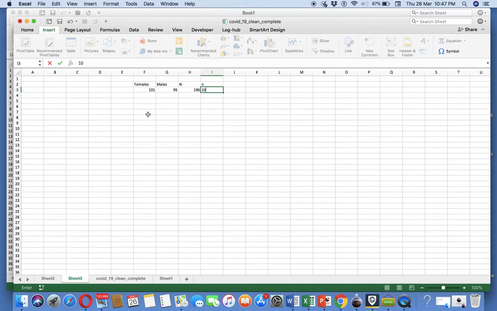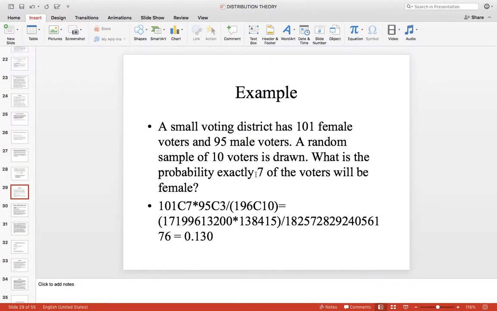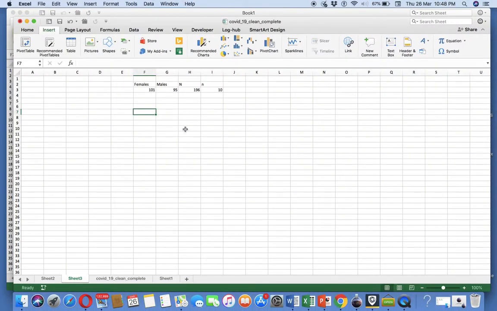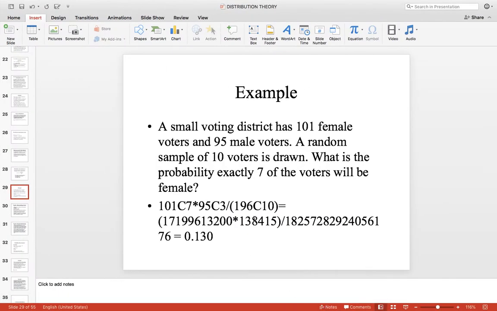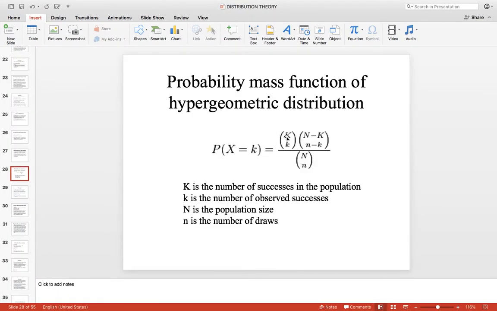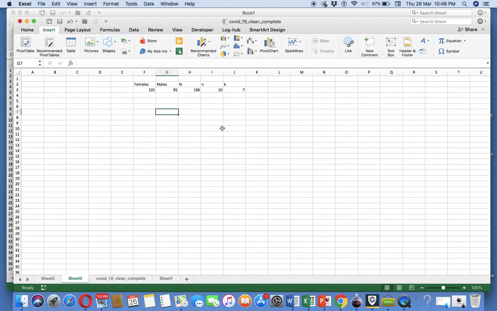My question is, if I draw a sample of 10, what is the probability that 7 of them will be females? So 7 of them will be females, so I write it as small k, which is 7. Now recall the formula. We can do it in parts. First, let us take this part. This is K C k. So it's an example in combination.